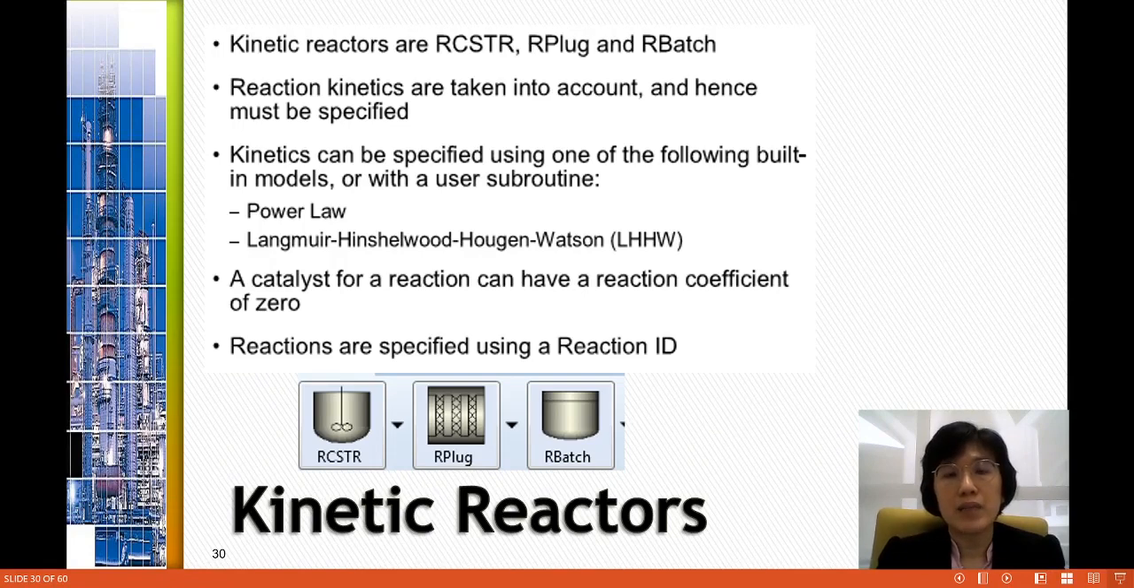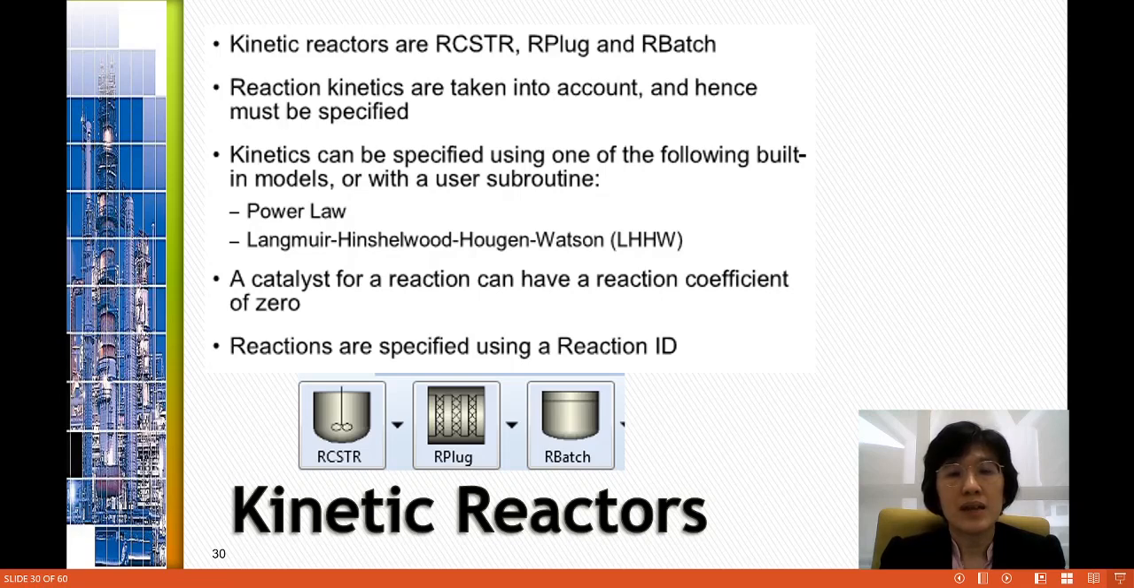Under the kinetic-based model of Aspen Plus, other than RCSTR and RPlug, we also have RBatch. But the principle of using the kinetic-based model is the same. So in the future, if you have the chance or the need to use RBatch, you can adopt the knowledge that you have learned in RCSTR and RPlug and use it on your own, right?